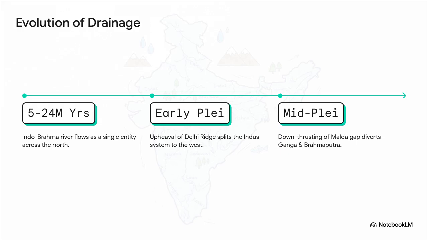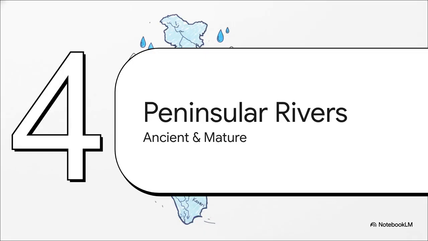Now, get this. Geologists believe that between 5 and 24 million years ago, these three giant river systems were actually just one unfathomably massive mega river called the Indo-Brahma, flowing all the way from Assam to Punjab. But earth-shattering tectonic shifts, specifically the upheaval of the Delhi Ridge and the downthrusting of the Malda Gap, acted like massive geographical wedges. So the three giant rivers we see today, they're actually the dismembered remains of one ancient mega-river. Wild, right?